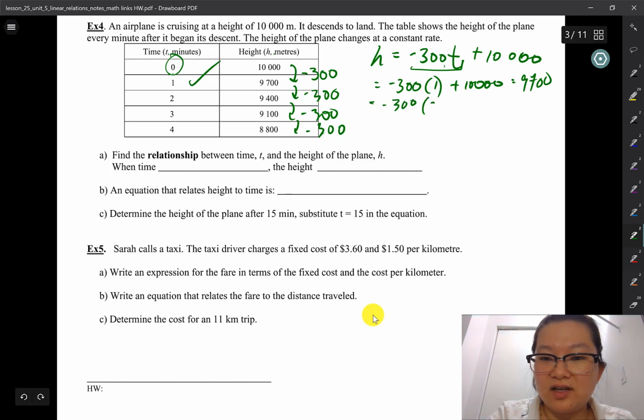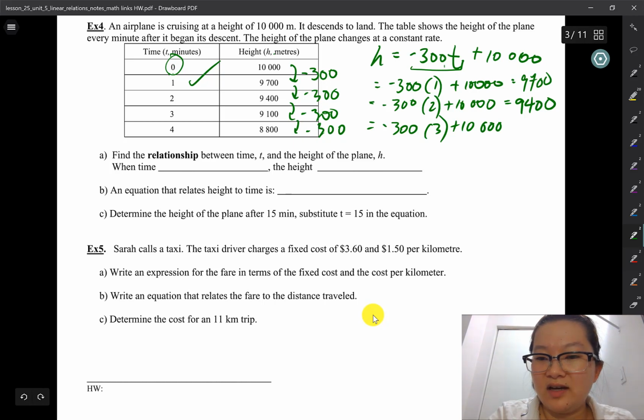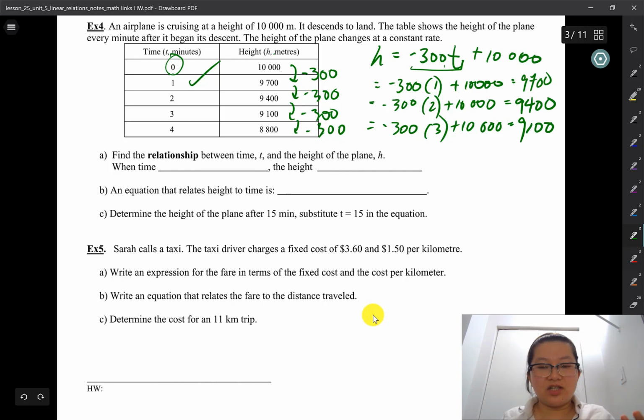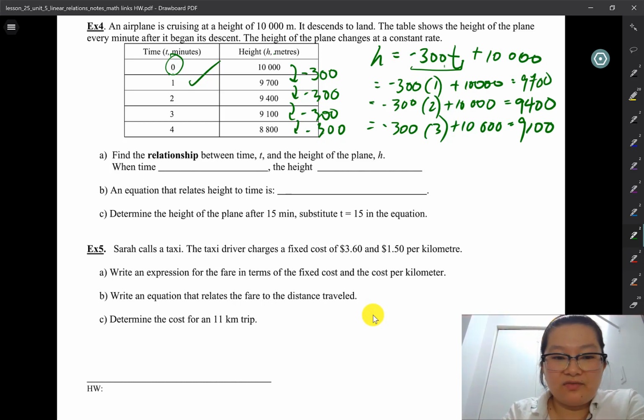Negative 300 times 2 plus 10,000, that's going to be negative 600 plus 10,000, that's going to be 9,400. Okay, I think it's working out. Maybe let's just try one more before I run out of space. Okay, and again, this is going to be minus 900. I'm going to be left with 9,100. It shows that it's checking out. Okay, so this is my final equation. I'm going to write here, h is equal to negative 300t plus 10,000.